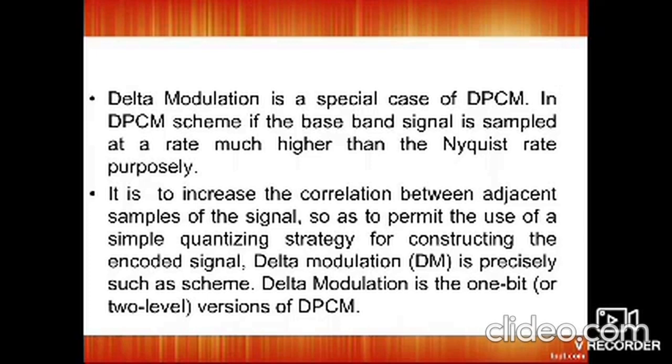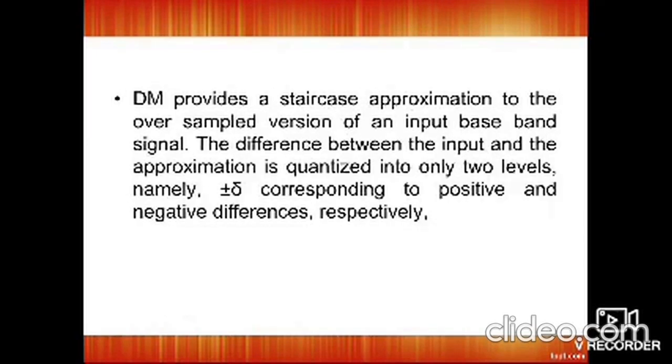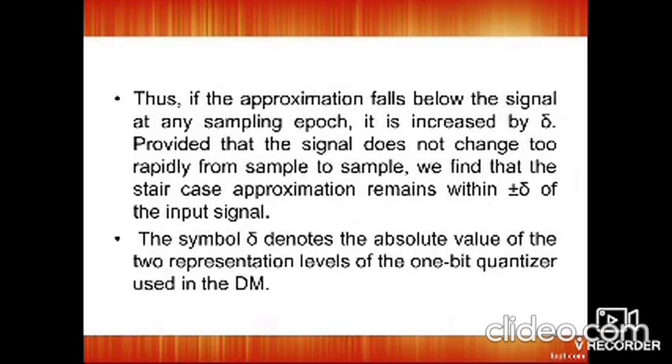Delta modulation is used to increase the correlation between adjacent samples of the signal. This permits us to use a simple quantizing strategy for constructing the encoded signal. Delta modulation transmits only 1 bit per sample. The present sample value is compared with the previous sample value, and whenever the amplitude is increased or decreased, it is sent. The input signal x of t is approximated to a staircase signal by the delta modulator.